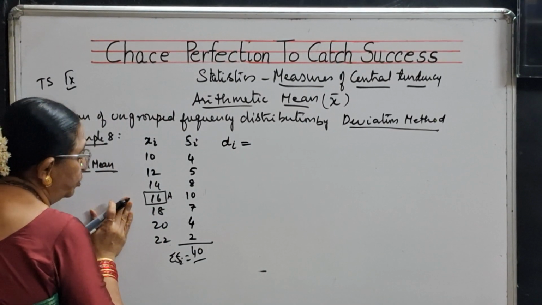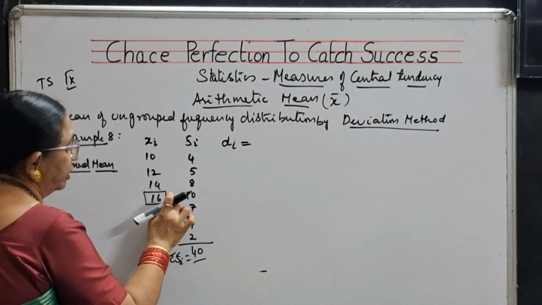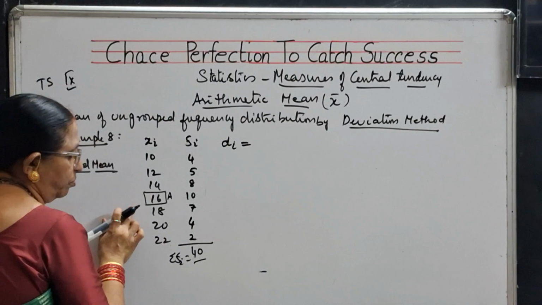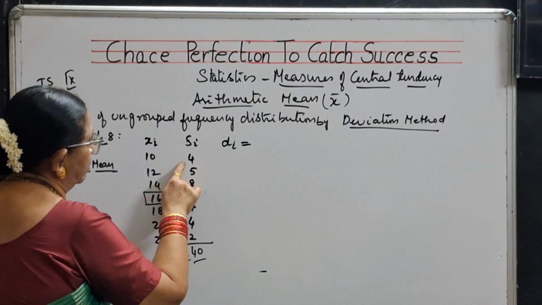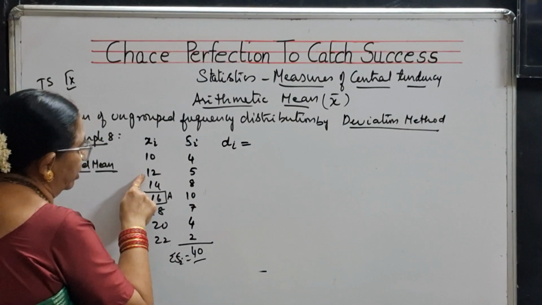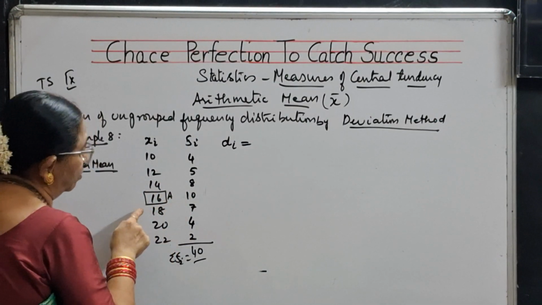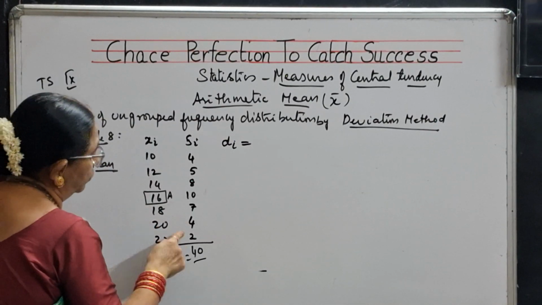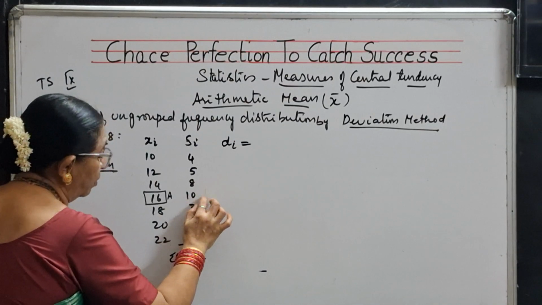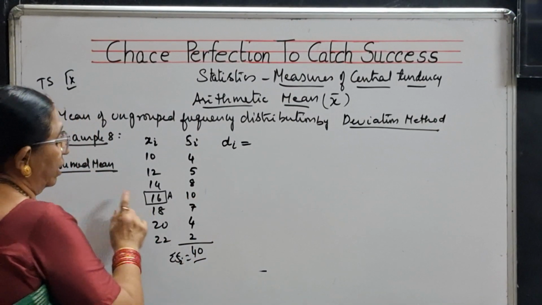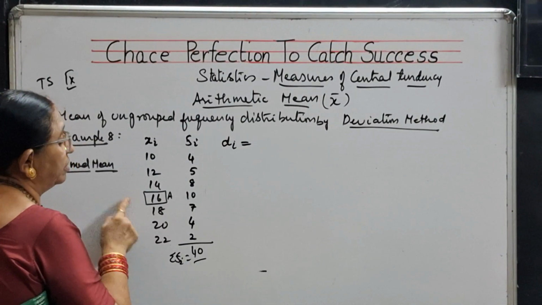How will you find out the assumed mean? By taking the highest value of frequency, because most of the numbers are getting this value. See, 4 numbers have got 10, 5 have got 12, 8 have got 14, 10 have got 16, 7 have got 18, 4 have got 20, 2 have got 22. So out of all this, 10 members have got the 16 value. So we are considering 16 as the assumed mean. We are assuming this is the mean.